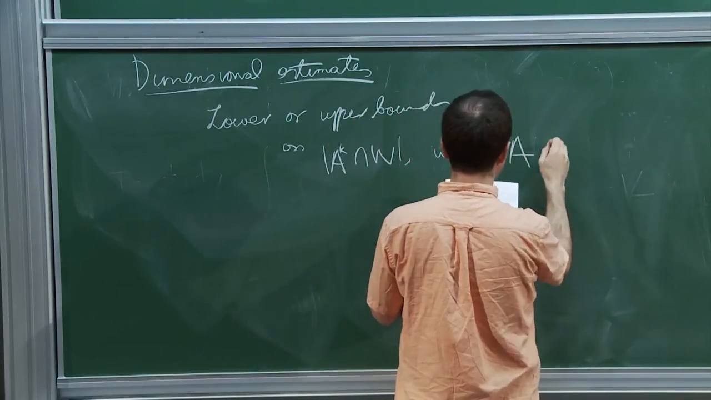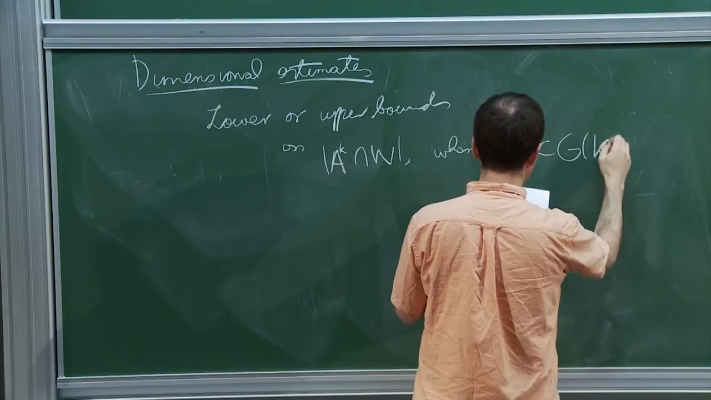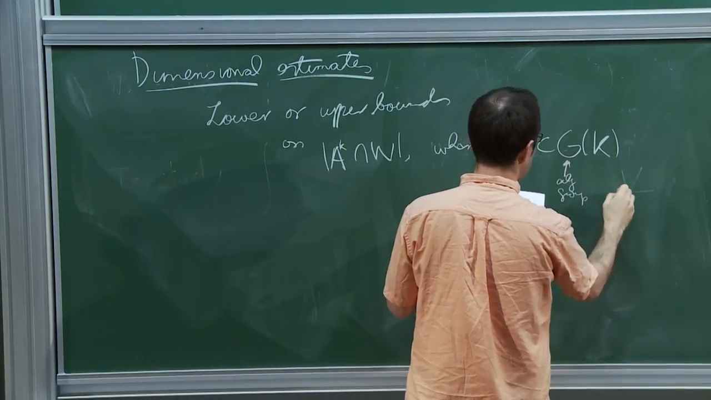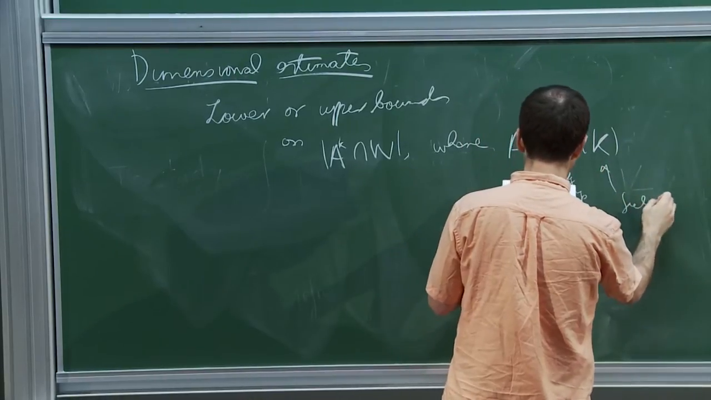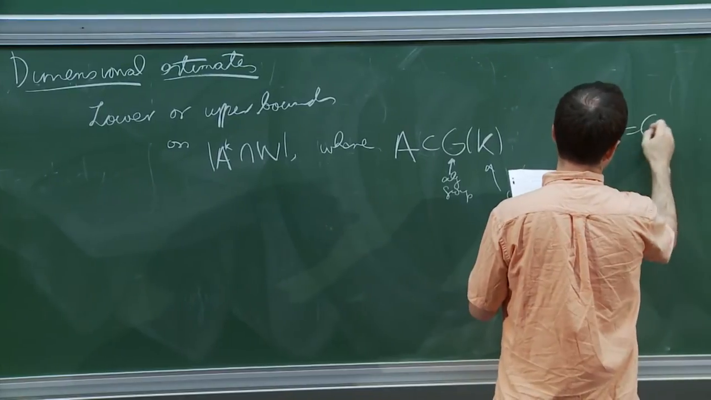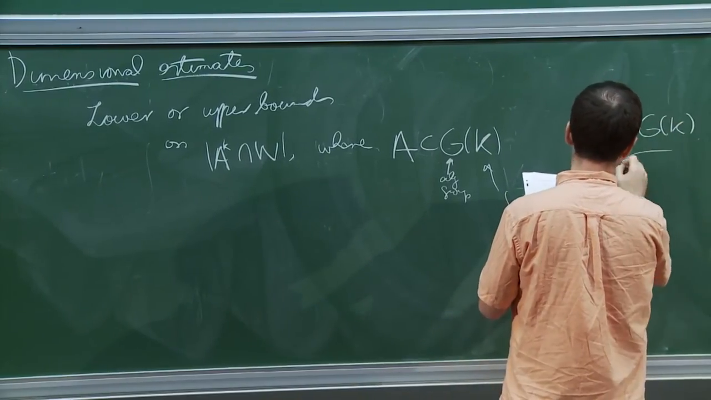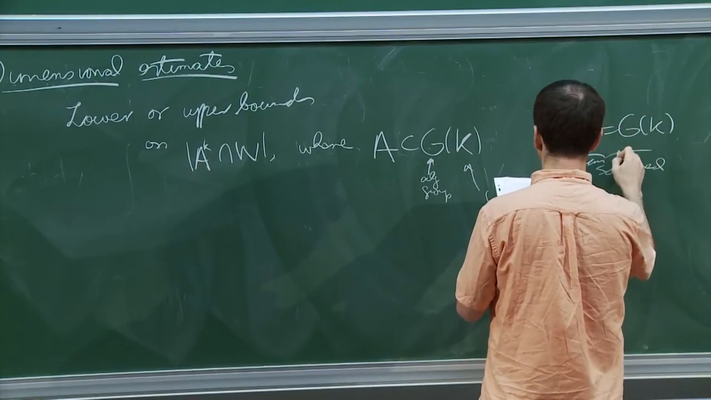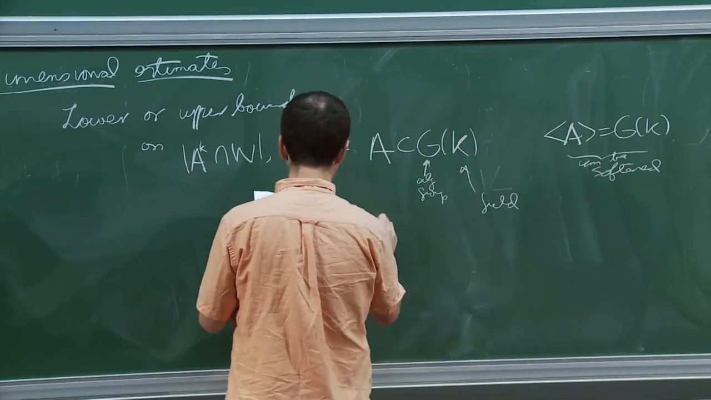On this quantity, where, as usual, A is in G(K), so this is an algebraic group. K is a field. A is assumed to generate G(K), though this can be softened a little. And W is a subvariety of G.